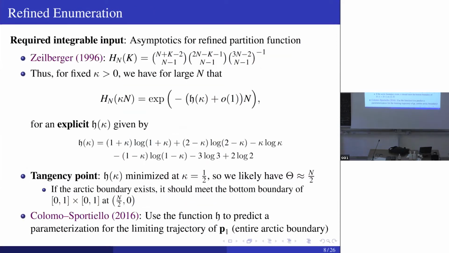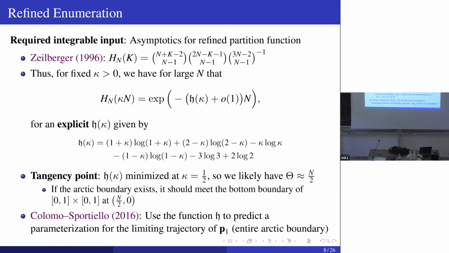The basic integrable, exactly solvable input required to run the tangent method is an asymptotic for the refined partition function, or equivalently the refined correlation function. You need this if you're going to run the tangent method; I think you basically need some sort of asymptotic of this for the model that you analyze. For the ICE model, you can check this off, because 25 years ago, Zeilberger exactly computed this refined partition function as a product of binomial coefficients.